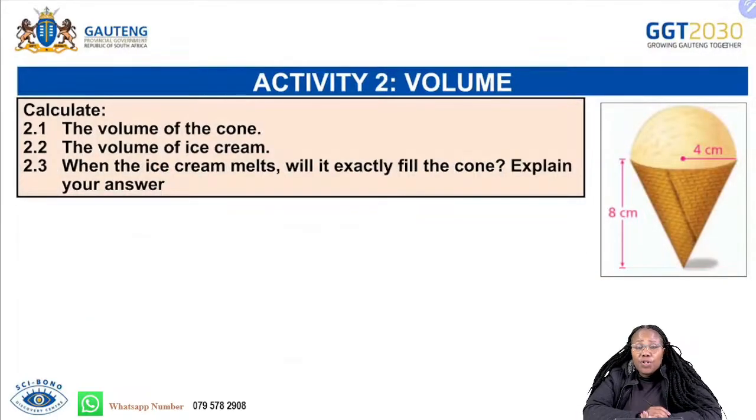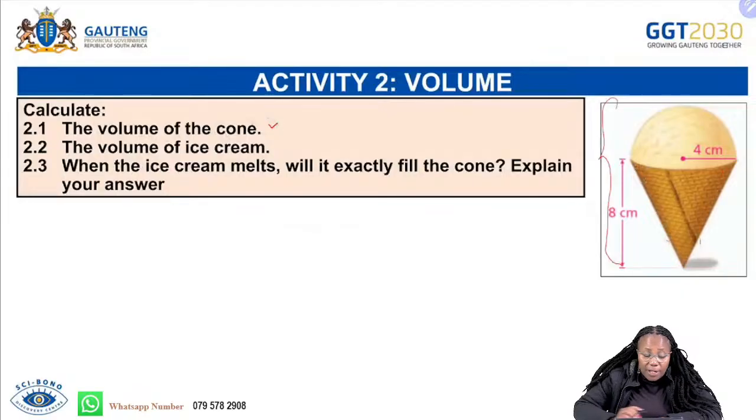Okay. Now moving forward into the next activity. Activity 2, grade 12, again is on volume. They say calculate what? The volume of a cone. Here we have our ice cream. You calculate the volume of the cone. The cone is the lower part here of 8 centimeters. Secondly, you must calculate for me the volume of the ice cream. And then from there, when the ice cream melts, that is the third activity.